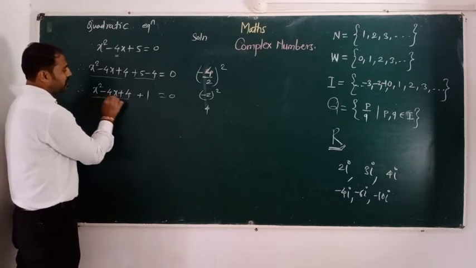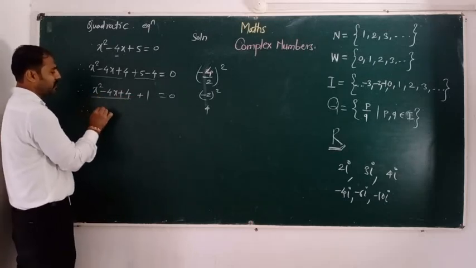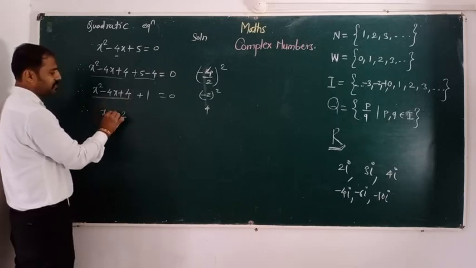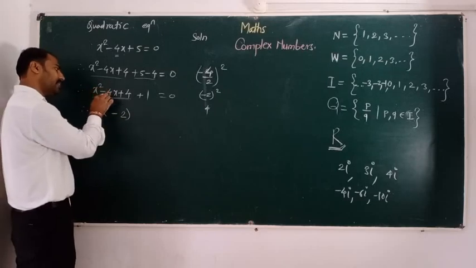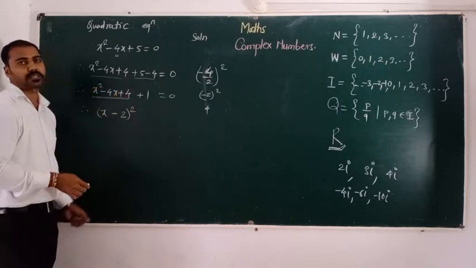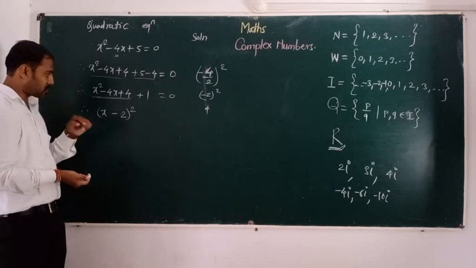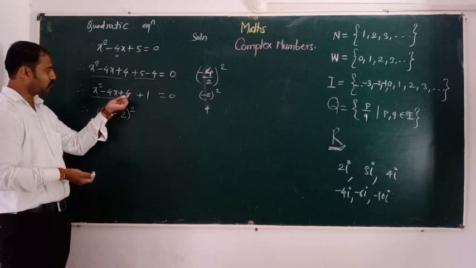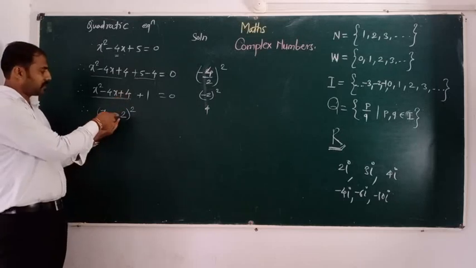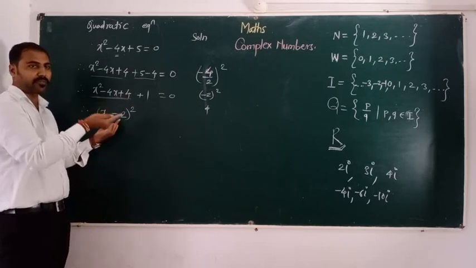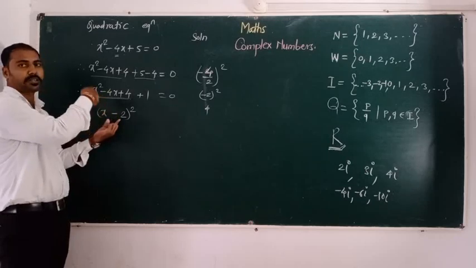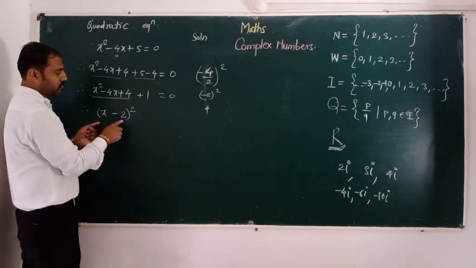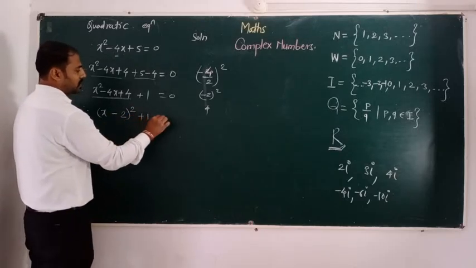Now look at the first three terms. The first term is square of x, the third term is square of 2, and the middle sign is minus. So clearly the first three terms are the square of x minus 2. x square, 2 square is plus 4, and first into second, double of it, 2 into x, 2x double, minus 4x is there. So it is clearly (x minus 2) bracket square plus 1 is equal to 0.